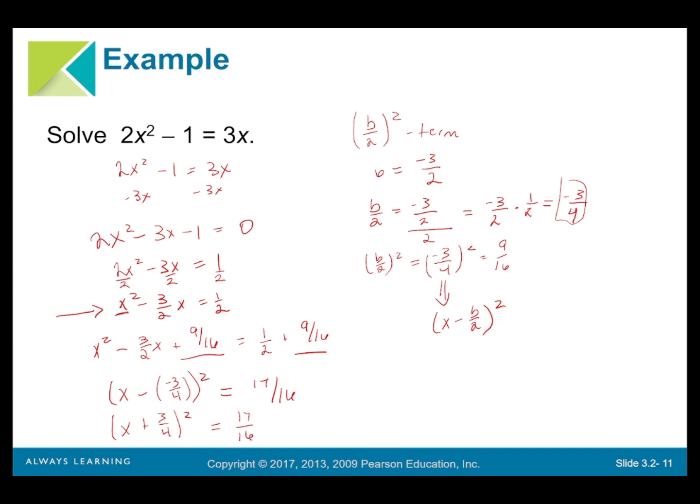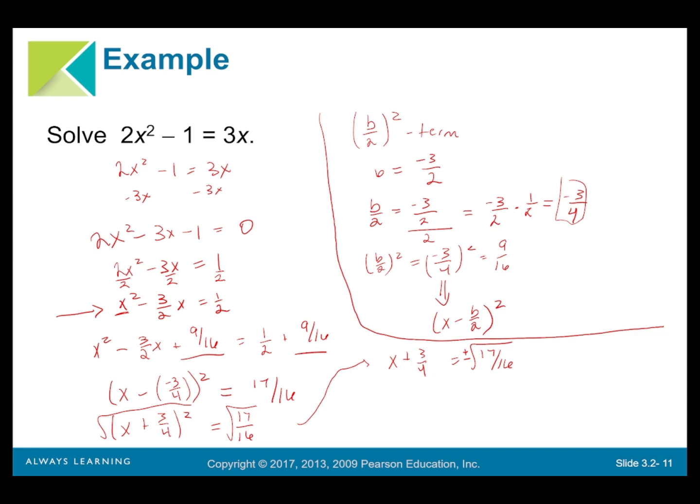So now we square root both sides. Let me draw some lines. And we get x plus 3 over 4 equals square root 17 over 16. And you know what I just missed is my plus or minus. Always got to have that plus or minus when we take the square root of both sides. Again, we're undoing the square over here, and that puts the plus or minus on the square root. So now all I got to do is subtract 3/4 from both sides, and I get x equals plus or minus square root 17 over 16 minus 3/4.